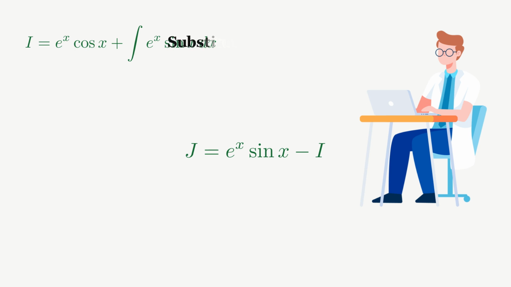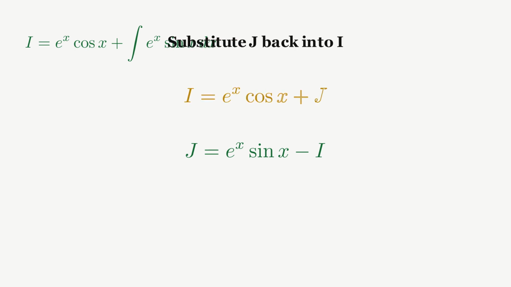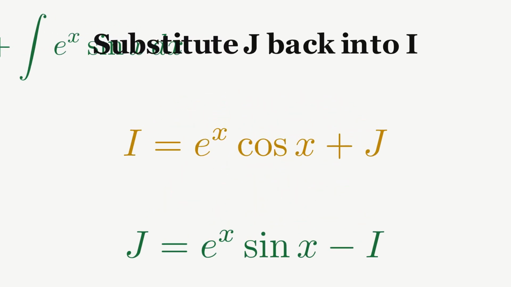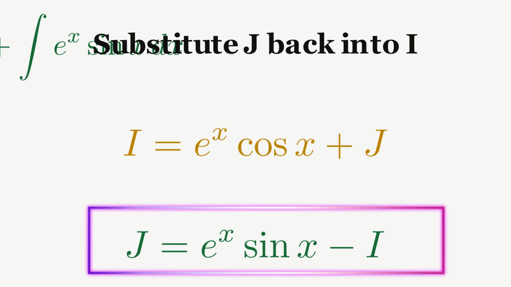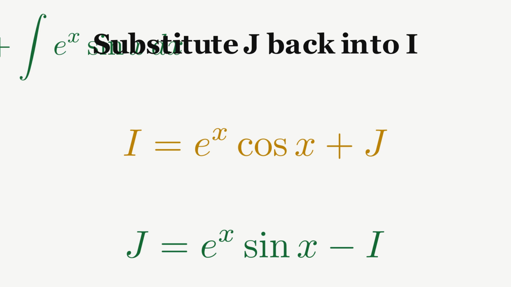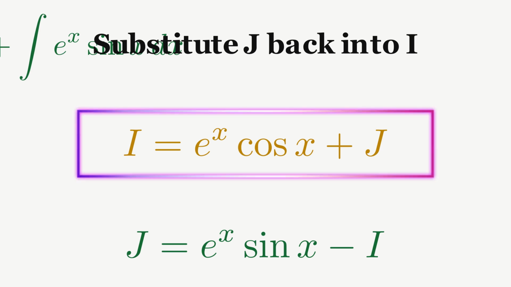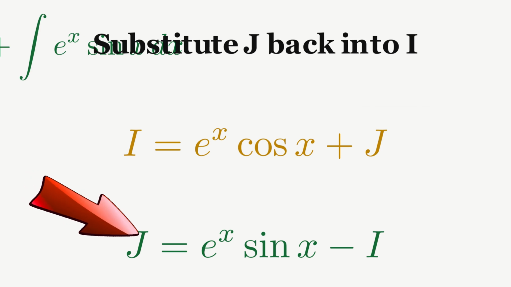Wait, look carefully. That integral is exactly the one we started with. Instead of writing it again, let's replace it with I. Now we have J equals e to the power x times sine x minus I. This is the clever trick that makes the entire problem work. Earlier, we found that I equals e to the power x times cosine x plus J. Now replace J with e to the power x times sine x minus I.